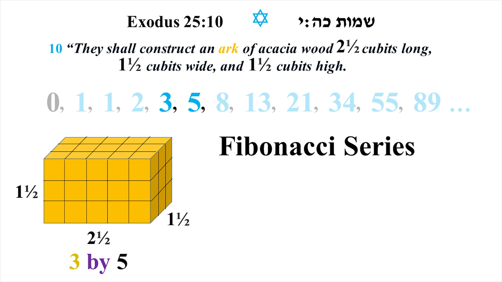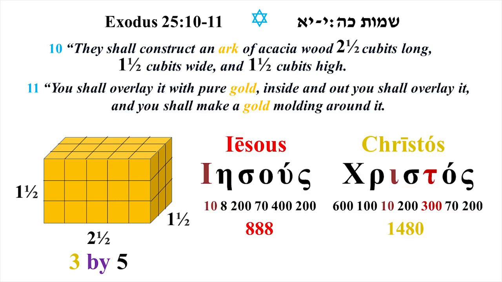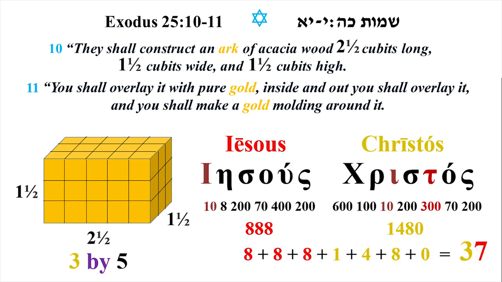Let's take Jesus Christ's name, Iousus Christos. Iousus in Greek adds up to 888. Christos is 1480. Okay, which, by the way, if you take the digits of those numbers, 888, 1480, and add them together, you get 37, which, there's our 37s again, right? 3 and 7. God's complex unity and God's perfection, his 7. Very nice.